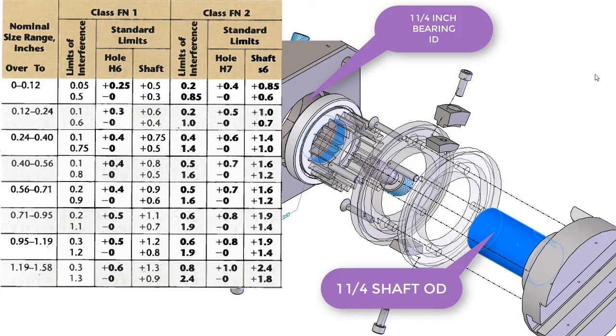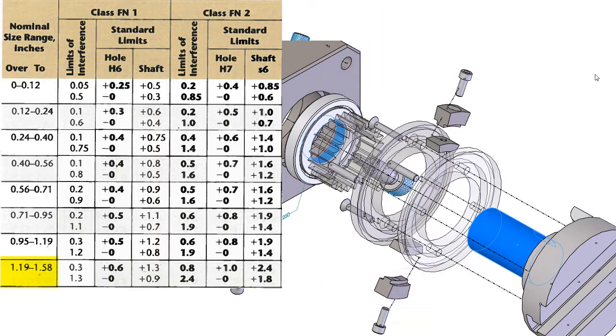To use the FN fit chart to determine the proper fit for the shaft inside of the bearing, which has a 1.25 inches internal diameter, I must find the proper size range, which can be found at the bottom of the column. The next step is to consider the function of the mating parts. This jig is spun by hand while the part being held is ground on a surface grinder. Now that I understand the function, I can determine the proper fit.